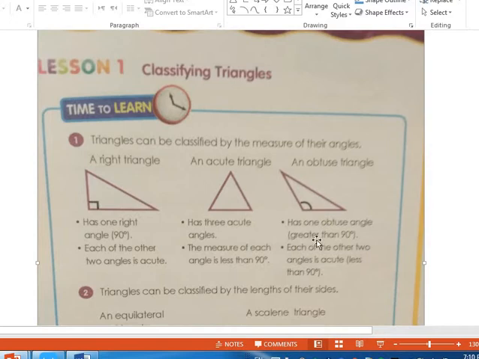I have here an obtuse triangle. It has one obtuse angle, which is greater than what? 90 degrees. Each of the other two angles are acute. Both of them are acute. Each one is acute, less than 90 degrees.